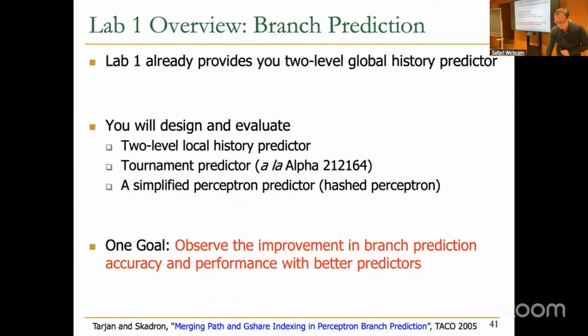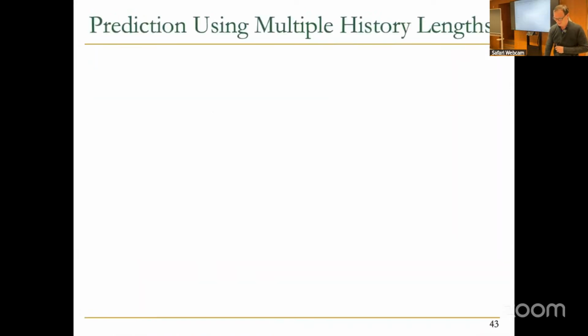Okay, so the lab one is nice because you will get to actually progressively improve branch prediction accuracy and maybe come up with your own ideas. We already start with a 2-level global history predictor. And then you implement a 2-level local history predictor. And then you implement a tournament predictor similar to the Alpha 21264. And then you implement a simplified perceptron predictor and hopefully observe accuracy improvements, right? And then you can actually exercise your creativity and come up with better predictors. I think one already exists, but I'm not going to talk about that.